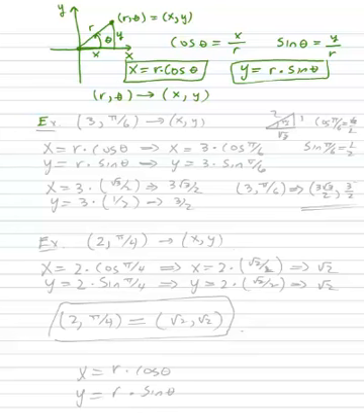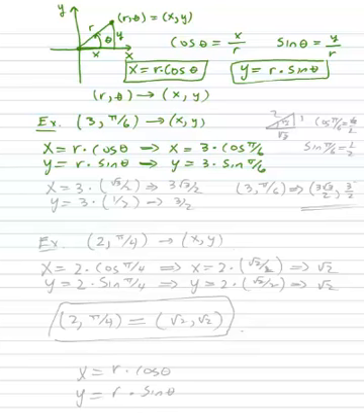For example, we want to convert the point 3 comma pi over 6 into rectangular coordinates, x comma y. Well, we have x is r times the cosine of theta. That tells us x is 3 times the cosine of pi over 6. And y is r times the sine of theta. That's y is 3 times the sine of pi over 6.